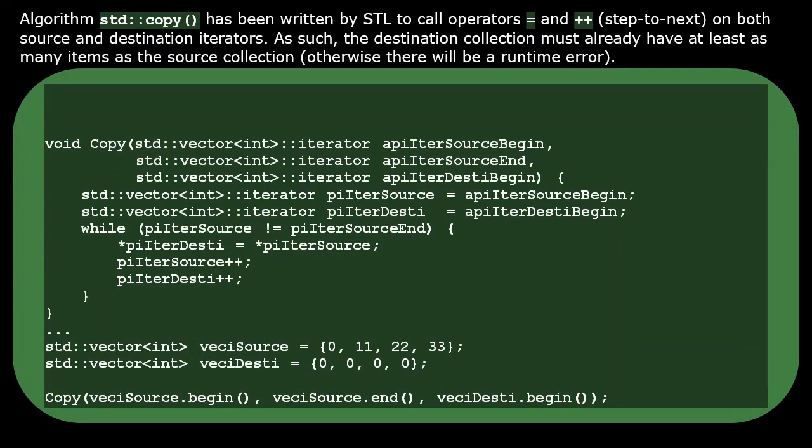This function copies a source vector's items into a destination vector by using assignment and forward iteration operators, applying them to both source and destination iterators. C++ has a built-in copy algorithm which has been implemented similar to this code, except the built-in implementation uses templates so that it can generically copy from any kind of collection to any kind of collection.